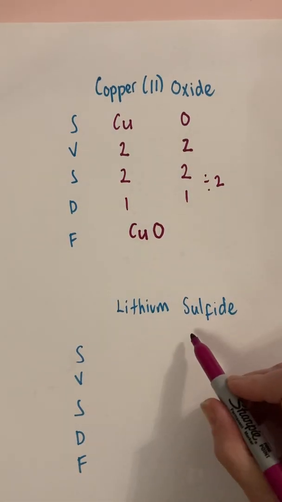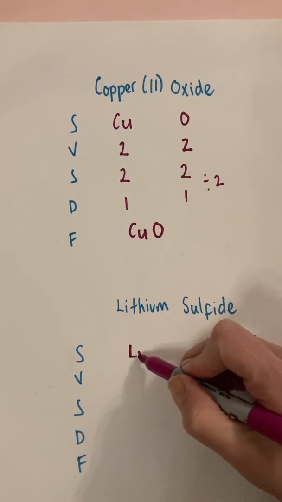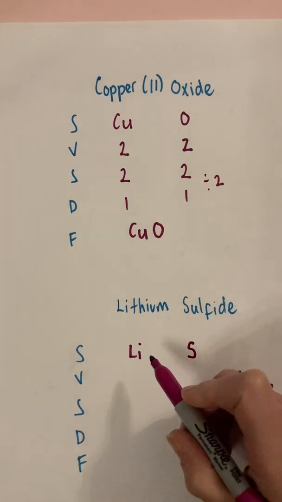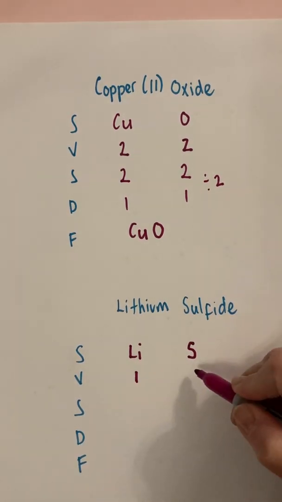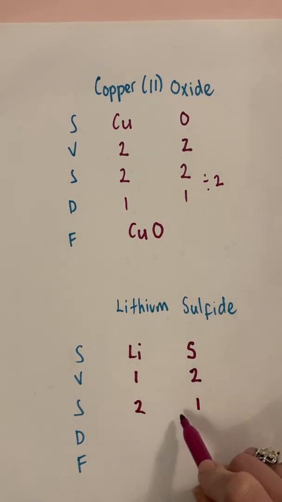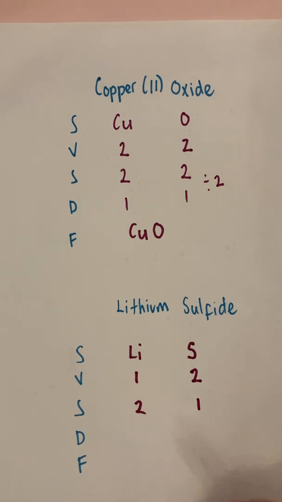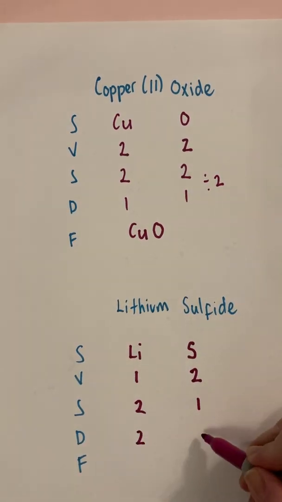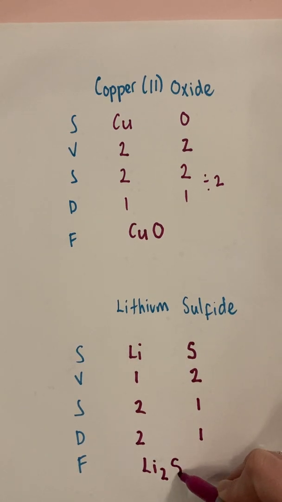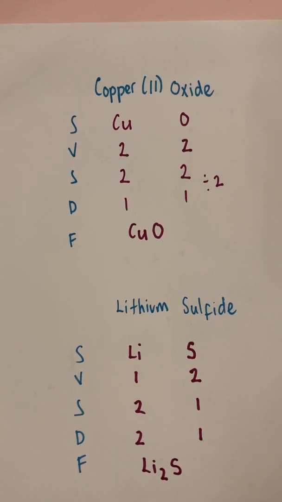And finally, lithium sulfide. So lithium, Li, sulfur, S. Lithium's in group 1, valency 1. Sulfur's in group 6, valency 2. Swap them over, 2 to 1. Got the simplest whole number ratio I can get here, so I'm going to leave it as it is. 2 to 1, which means I have 2 lithiums and 1 sulfur. So that's the valency method for compounds with 2 elements present.